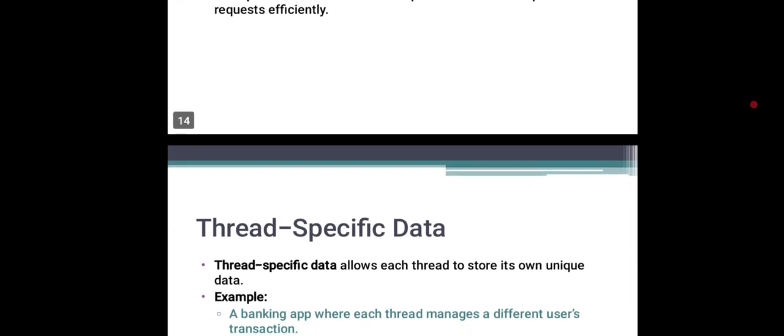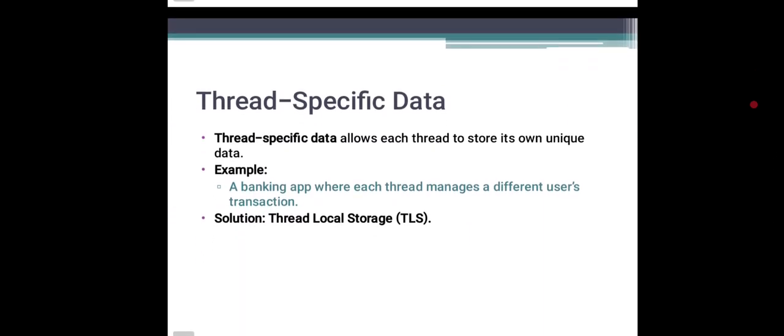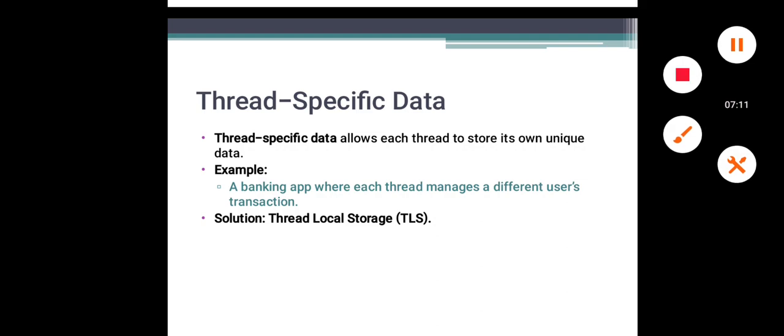And next we move to thread-specific data. Sometimes each thread needs its own private data. For example, an online shopping app: each thread stores the details of one customer's shopping cart without interfering with another's. Solution: use thread local storage. This is the example of thread-specific data.